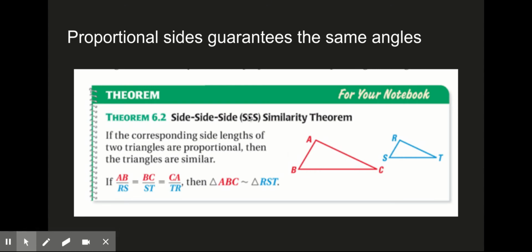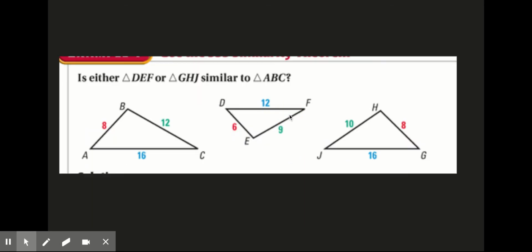Side-side-side was also a congruency theorem that said, if you know that all three sides are the same between two shapes, they have to be organized in the same way. Like it has to produce the same triangle. So this is kind of the same idea. If they have to produce the same triangle, then if we scale everything up by a factor of 2, of course it's going to be organized in the same way. Like all the angles will stay the same.